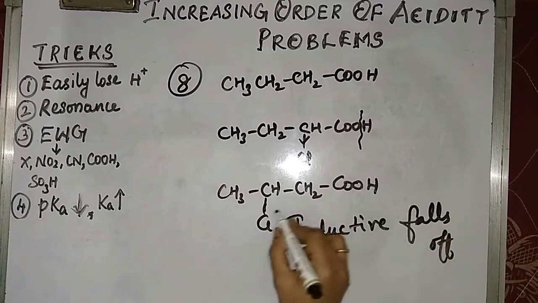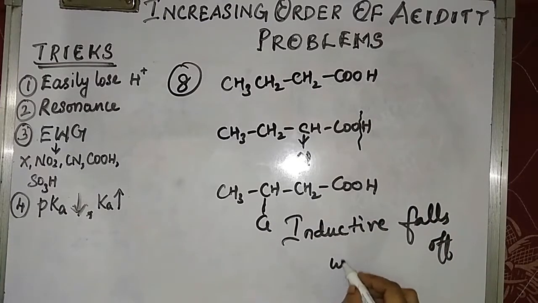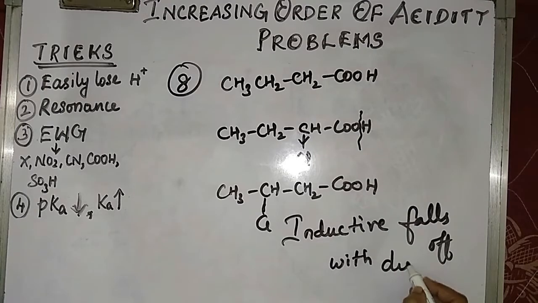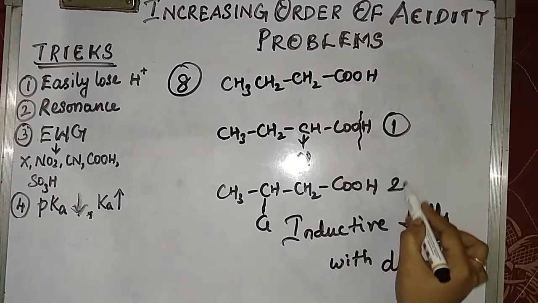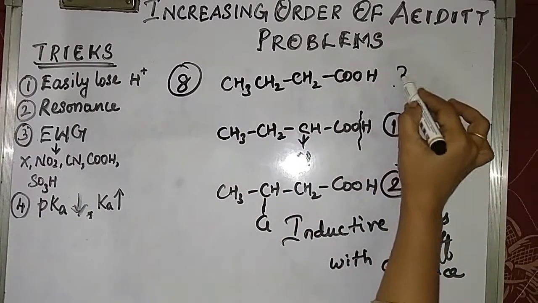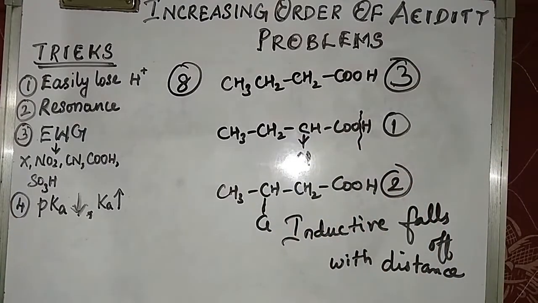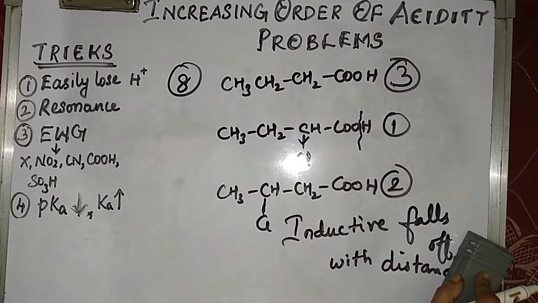It will reduce, falling off with the distance. Distance means it will reduce. But here, see, the distance is very small. This is higher compared to this. Here there is no electron withdrawing group. So it comes to the third position. And the next question, this is the third.